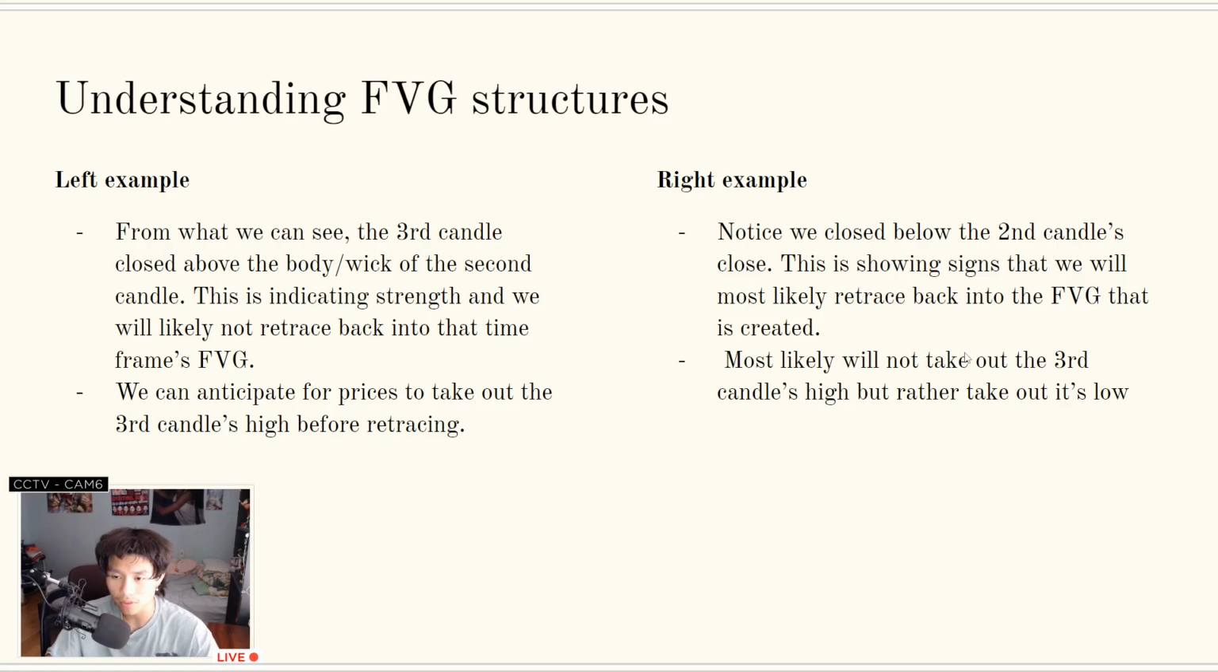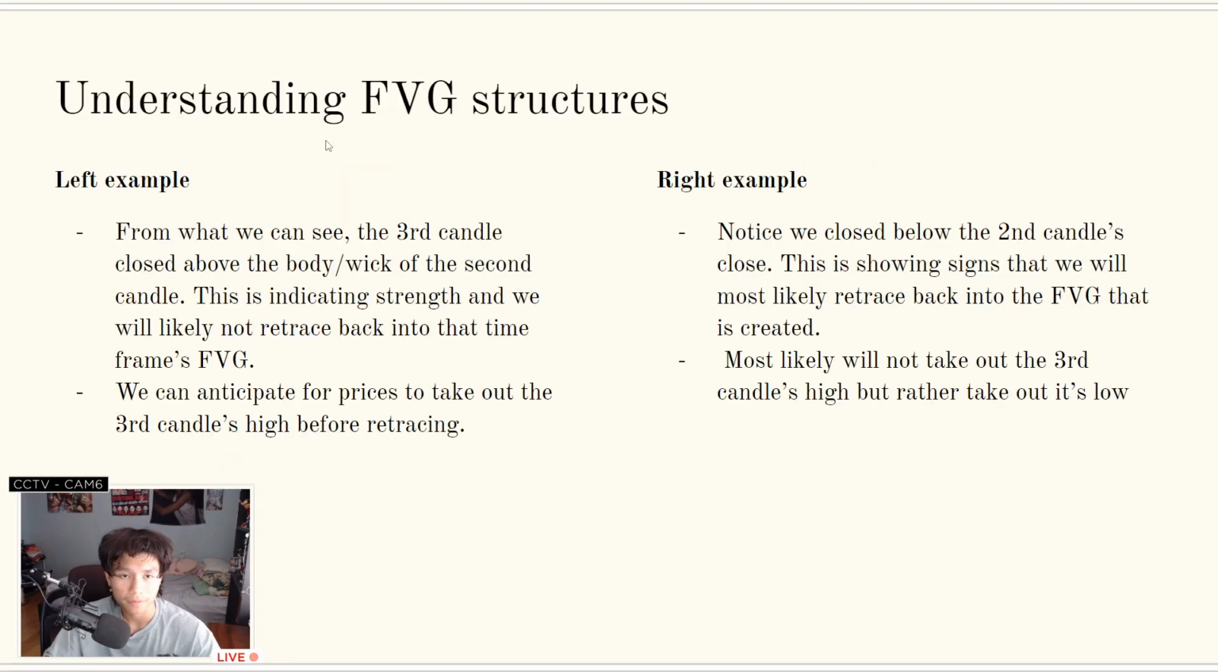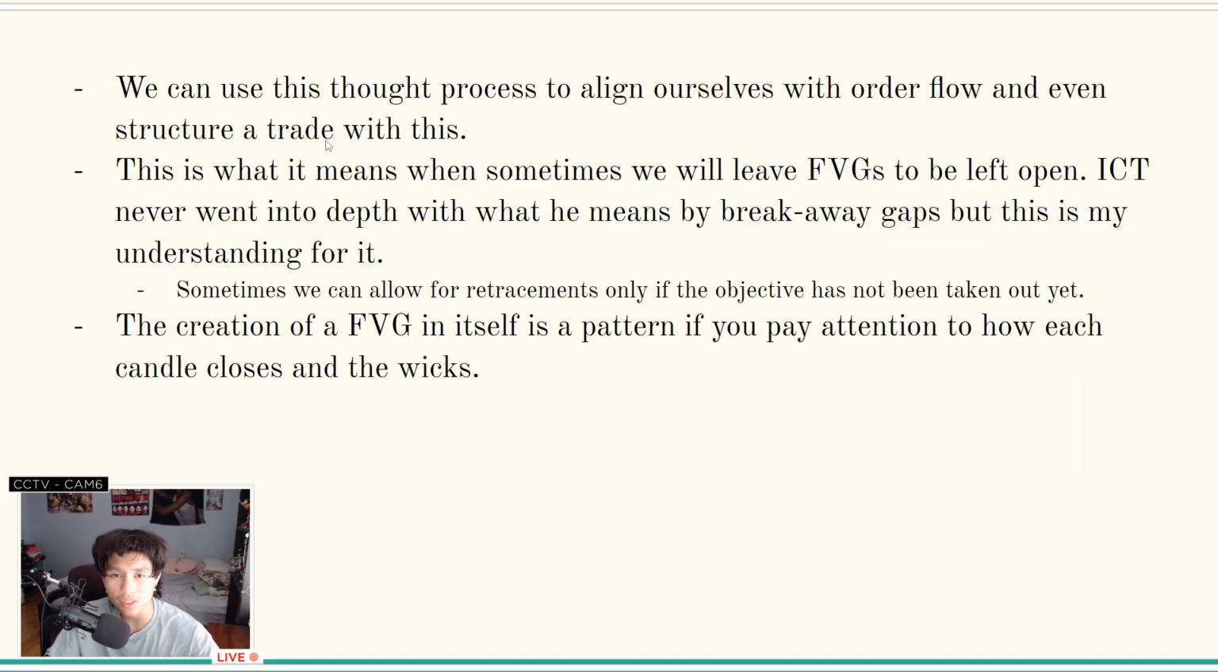Most likely will not take out the third candle's high, but rather take out its low. So like I said, we will leave this high intact just based off how this structure is created, and we will take out the low instead of the high compared to this left side example. We can use this thought process to align ourselves with order flow and even structure a trade from this.